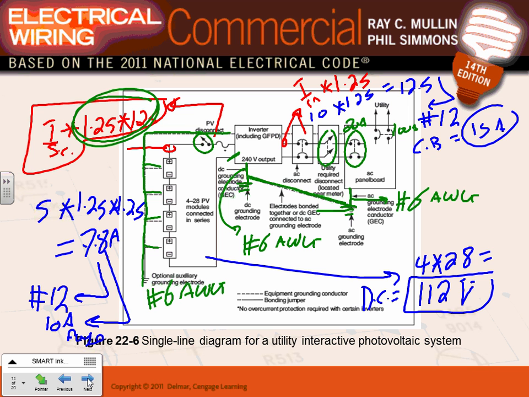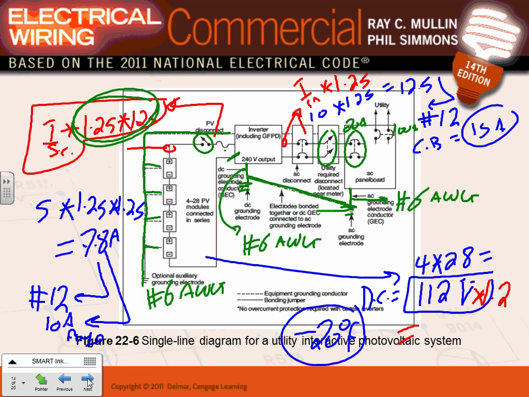Did you say minus 20? If you look at the table, minus 20 will give me a multiplier of 1.21. So because it's minus 20 degrees Fahrenheit in Minneapolis, Minnesota, what they want you to do is take this voltage and multiply it by the 1.21 from the table.